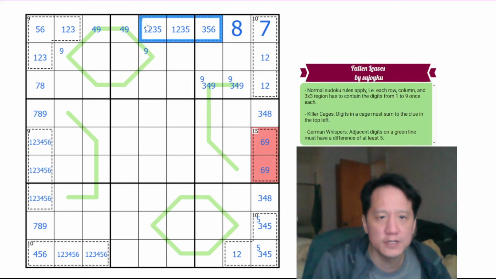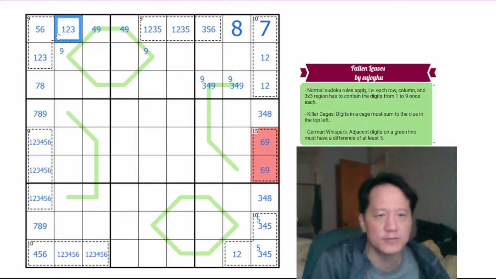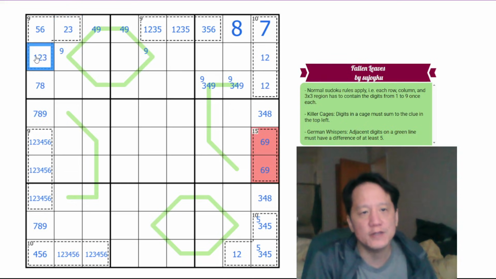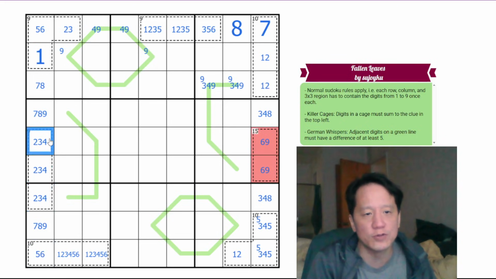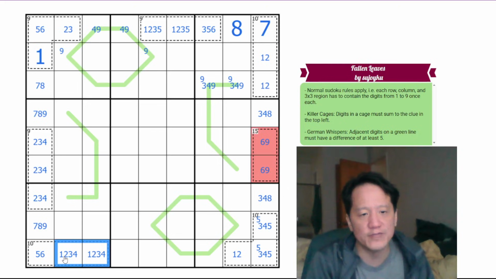We know this has to be 1, 2, 6 or 1 through 5, so this cannot be 1. So this has to be a 1 here. The 1 here means this can't be 1, 2, 6 or 1, 3, 5, so it has to be 2, 3, 4. So this is a 2, 3, 4 triplet, which eliminates 2, 3, 4 in the rest of the column. Therefore, this is 5 or 6. Therefore, this cannot be 5 or 6.